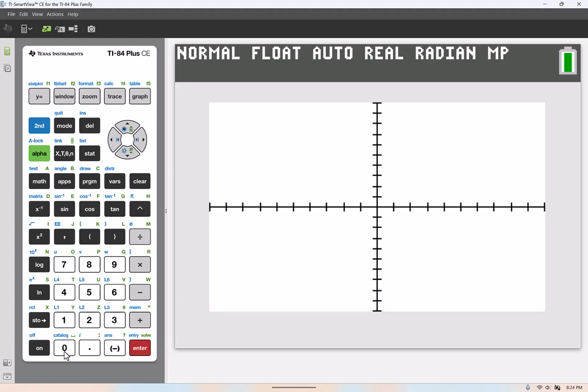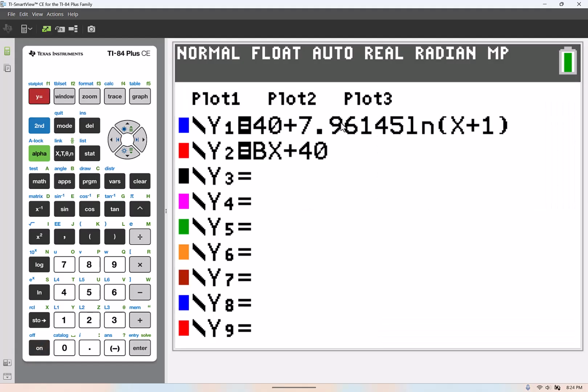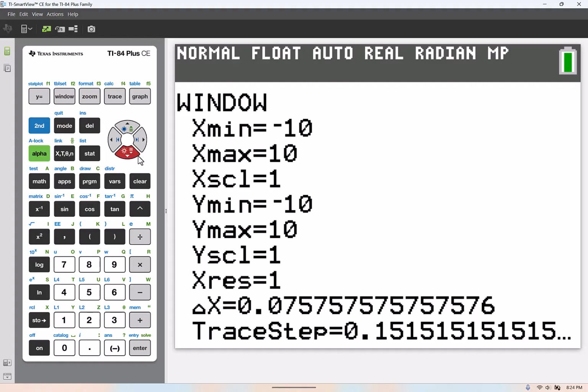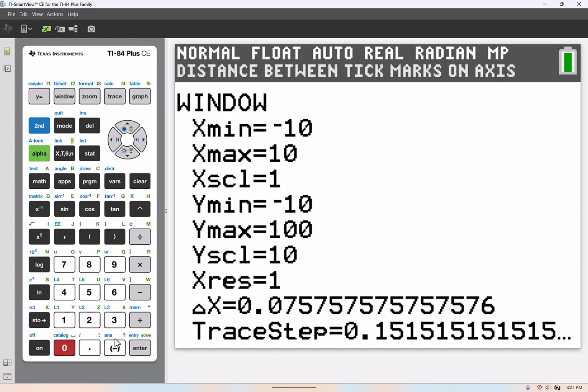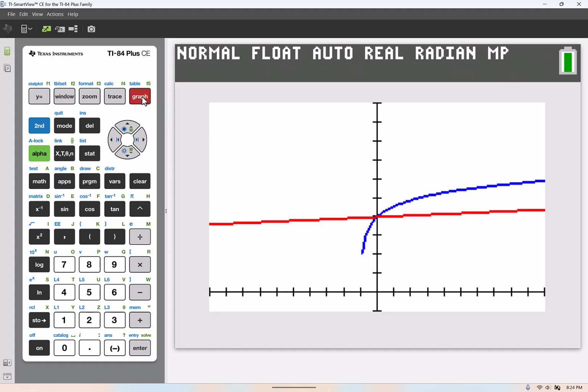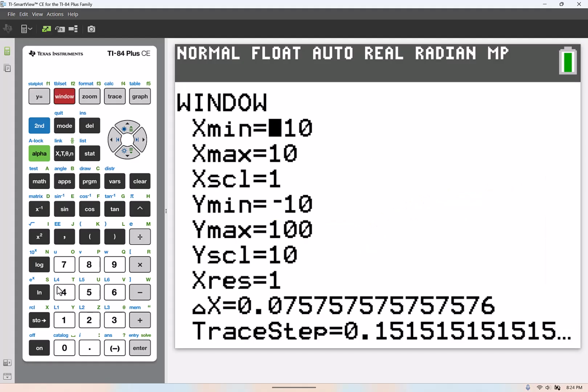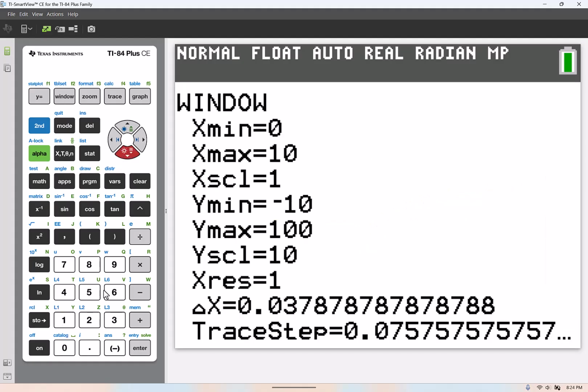Oh, yeah. It's not going to show up in there because I'm way up there at 40, guys. Window. Let's go to 100, and y scale by 10. All right, graph. Look what's going on. So let's go ahead and look at it between 0 and 20 or 15.